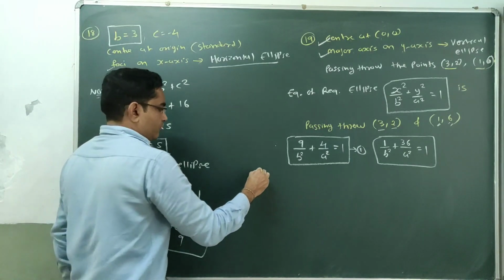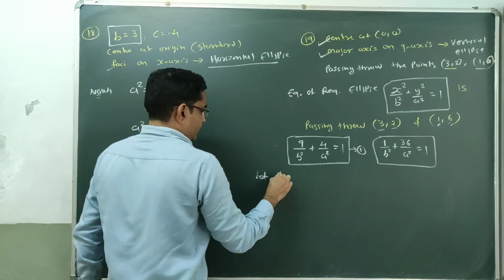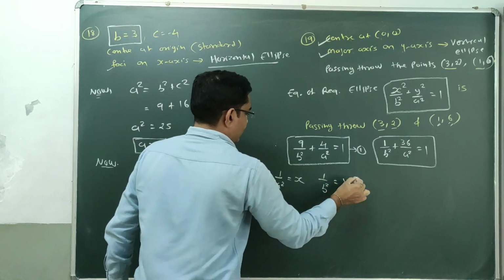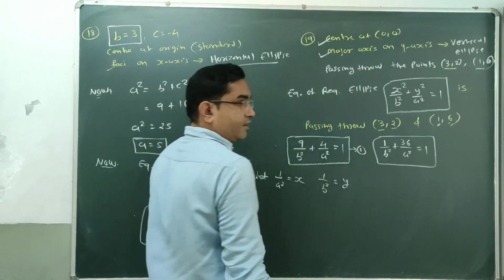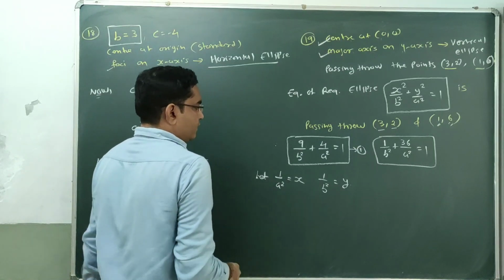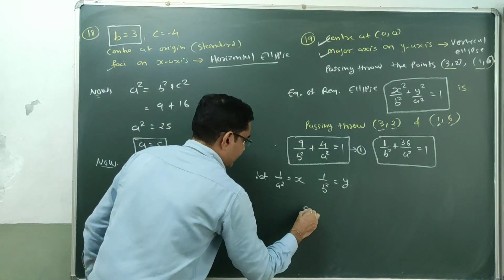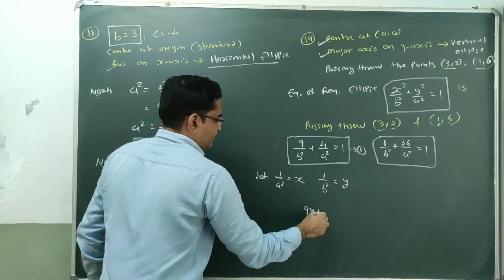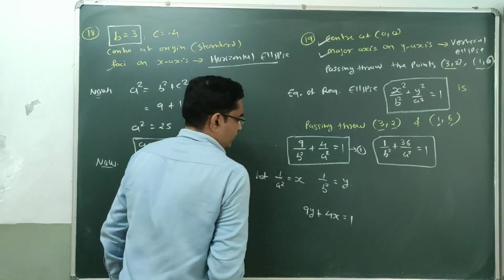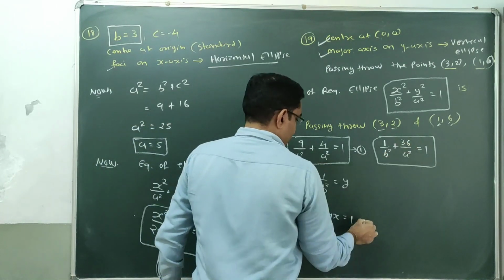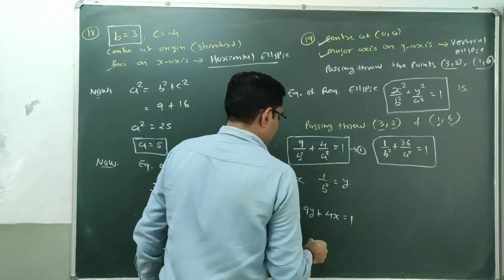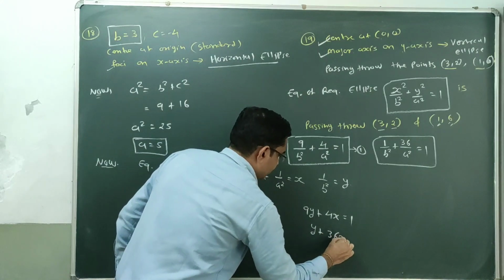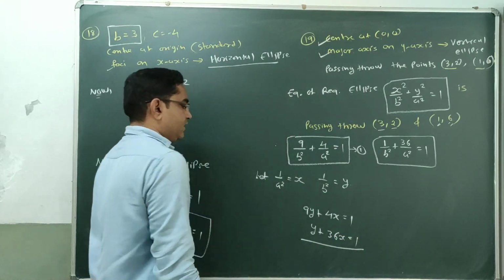How will we do it? For that we assume variables. Let's say 1 upon a square equals x and 1 upon b square equals y. So we convert both equations into linear equations in two variables. So 9 by b square is 9y, plus 4 by a square is 4x, equal to 1. 4x plus 9y equals 1. And the other equation will be y plus 36x equals 1. Done. These are the linear equations.